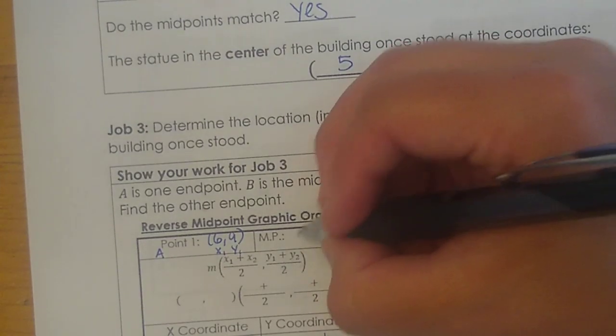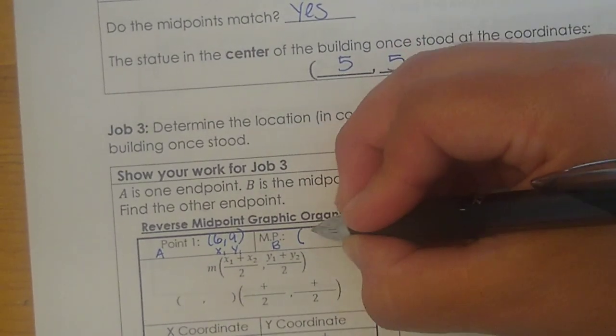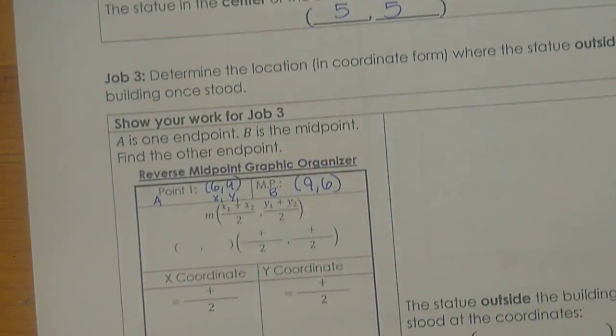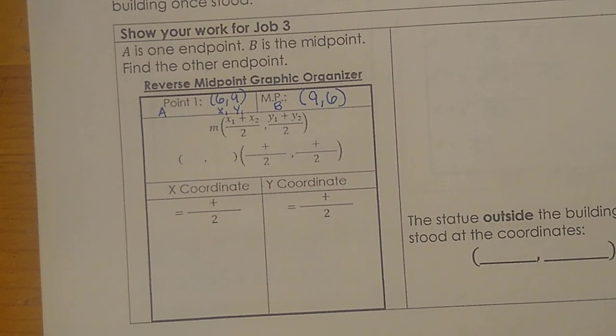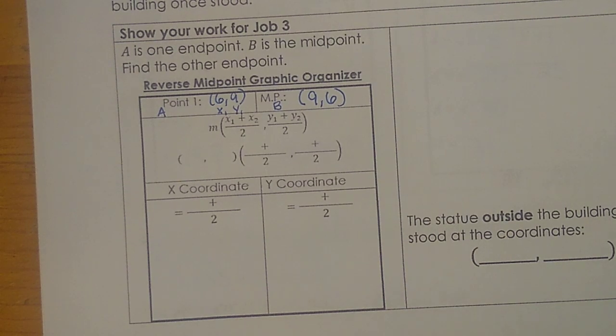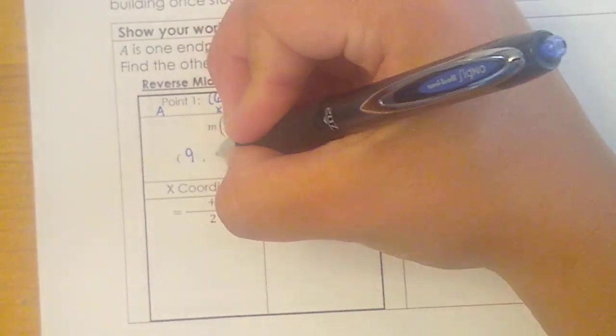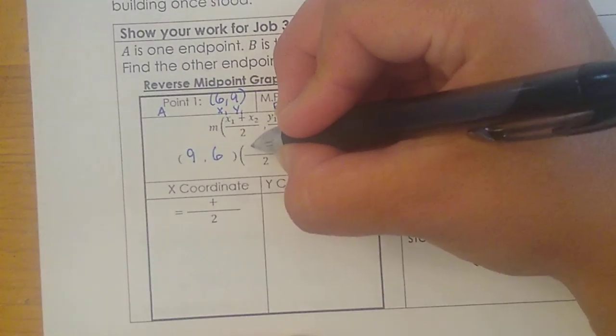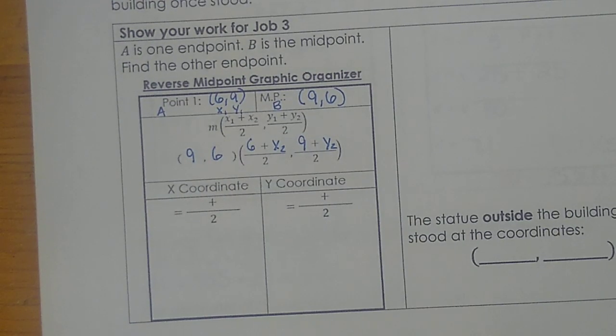But my midpoint now is B. My midpoint is 9, 6. So this time I don't get to plug everything in. I'm going to have to take things out. So let's go through this. First, I put my midpoint outside, 9, 6. Then I plug in my x1, 6. I plug in my y1, 9. But I don't know my x2 and I don't know my y2. Those are what I need to find.